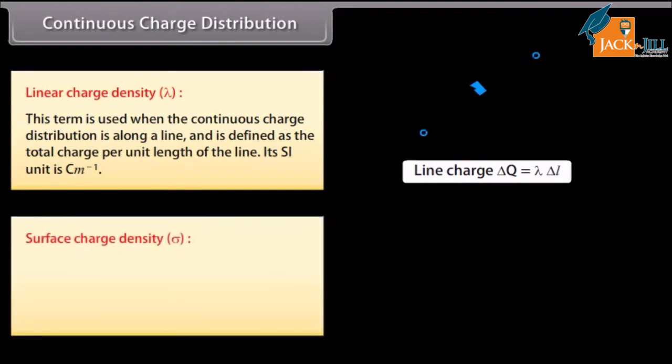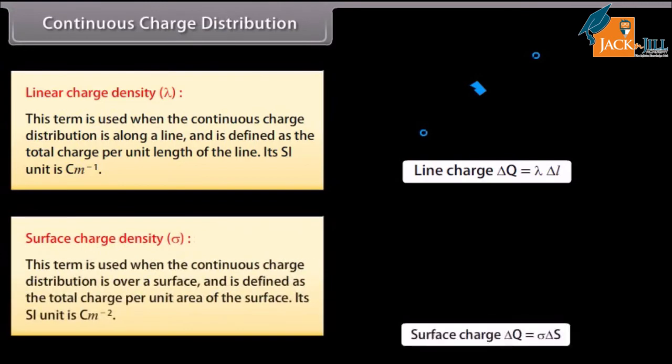Surface charge density, sigma. This term is used when the continuous charge distribution is over a surface and is defined as the total charge per unit area of the surface. Its SI unit is coulomb per meter square.